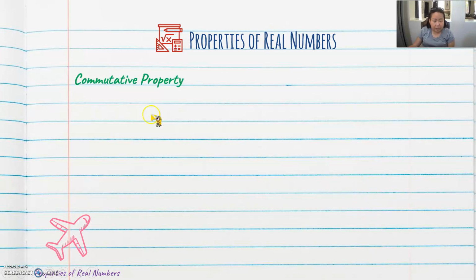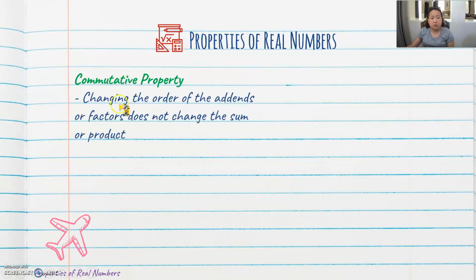The first thing is the commutative property. When we talk about the commutative property, when you change the order of addends or factors, it does not change the sum or the product. For example, if I have 3 plus 4, even if I have 4 plus 3, the answer will still be the same, right? It's still going to be 7 for both sides. That is what the commutative property means.